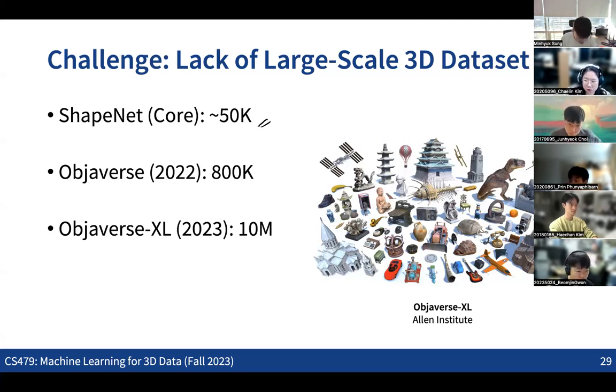Objaverse is the famous dataset that introduced the much bigger dataset last year, which basically included 800,000 3D models, so which is quite big. But still, compared to the 5 billion, the number of 3D objects is way smaller, right? But as you can see, the speed of growing the scale of the dataset is really, really fast.